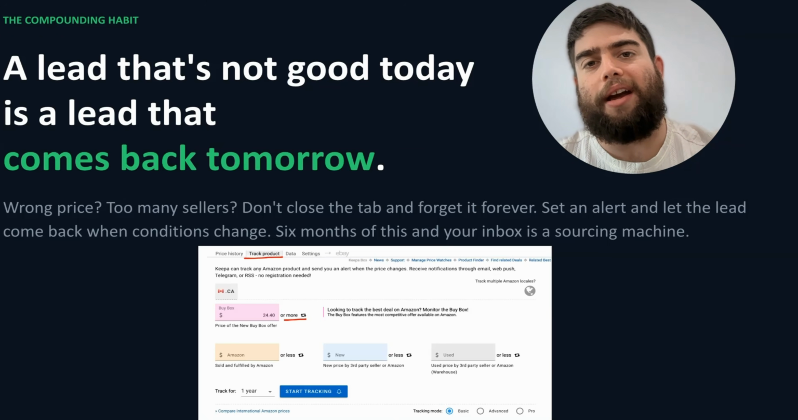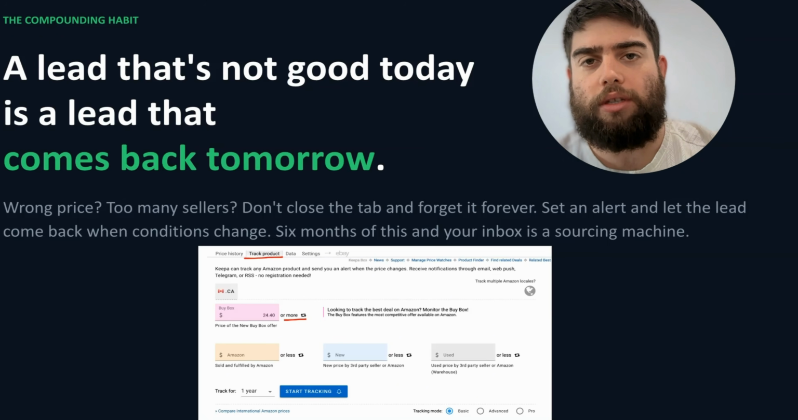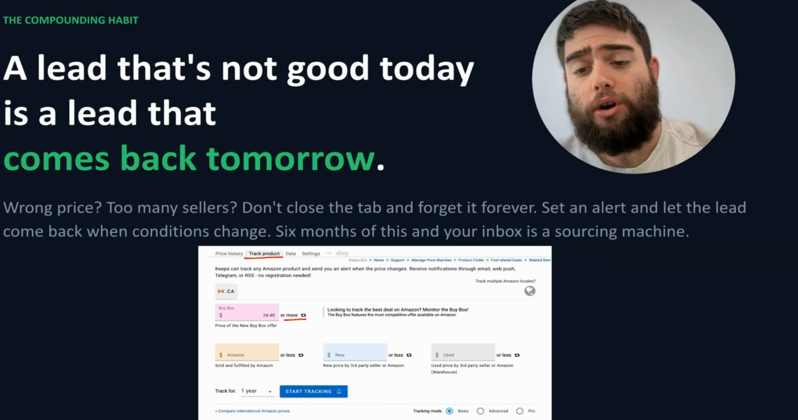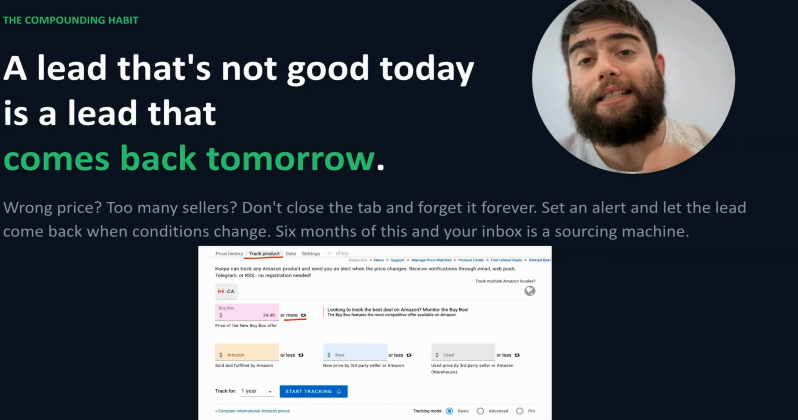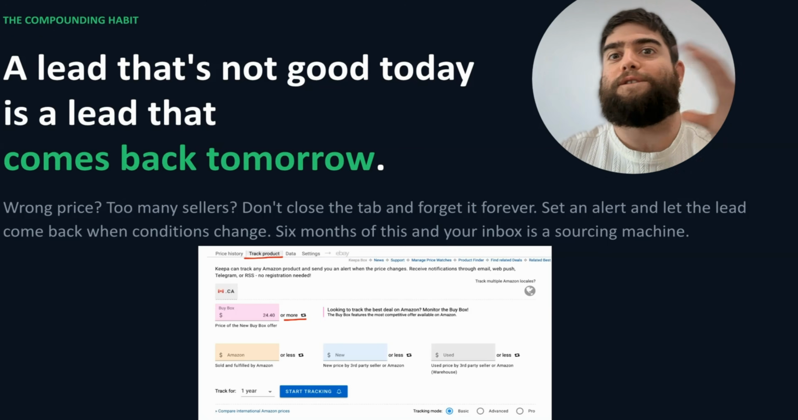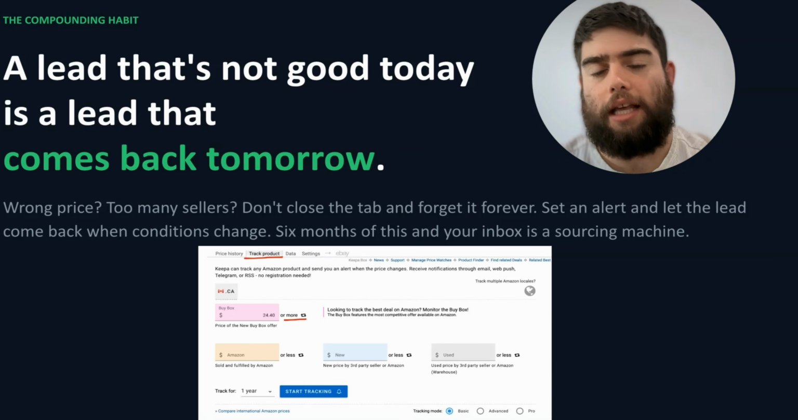Then once it hits that price, you're getting an email saying, hey, product reached your desired price, and now you can go ahead and source it. You're helping yourself in the future. Another trick you can do is target the seller count and say, hey, message me when there are 5 sellers or less on this listing that is currently at 10 sellers plus.